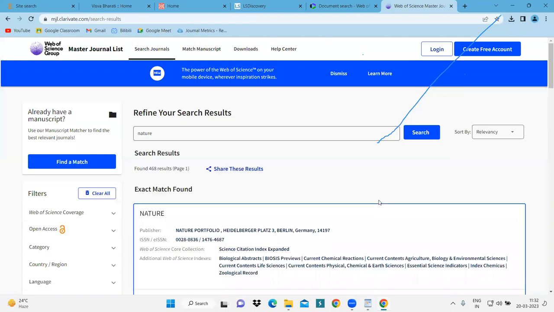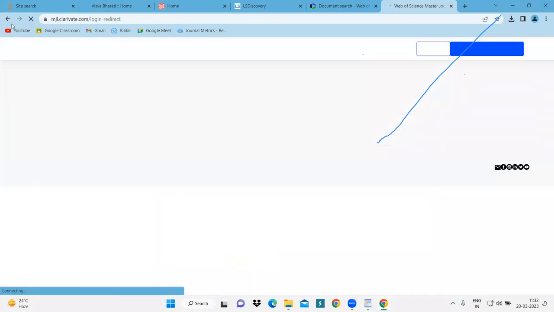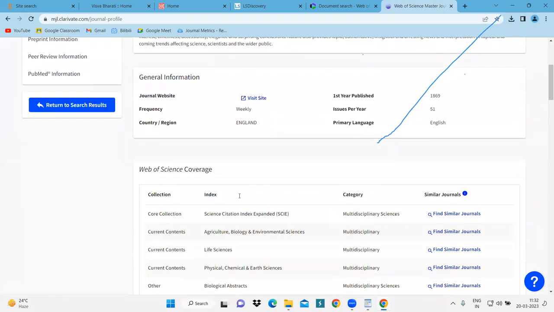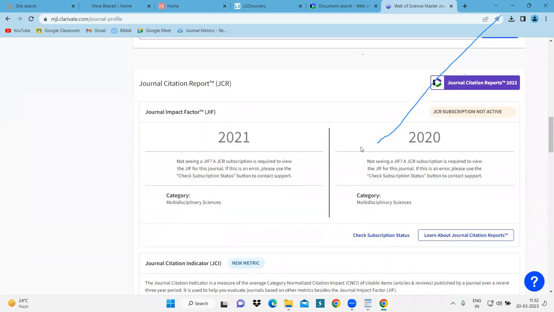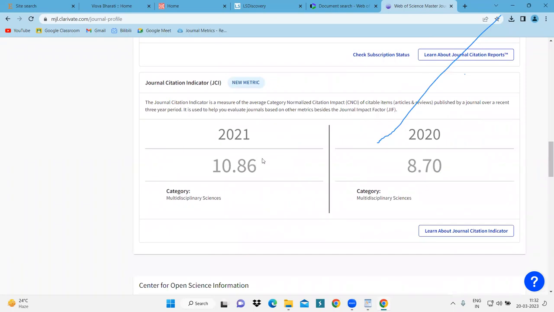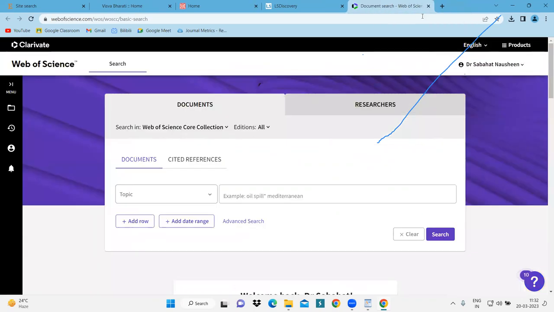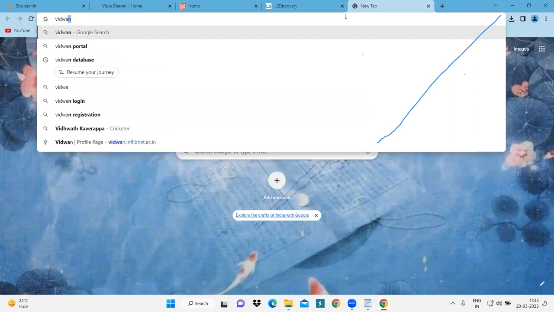Suppose I give the title of another journal, Nature. Journal impact factor is available. Journal Citation Reports is available. So everything is available to you. What you need to do is to choose the right journal for extracting the information for your research. And when you are polished enough to publish, you can publish the articles in a particular journal so that you can have much more citation. So I have shown you journal impact factor, JCR, and what else?